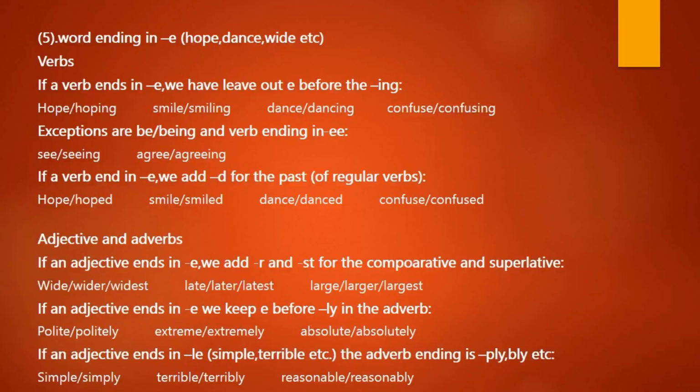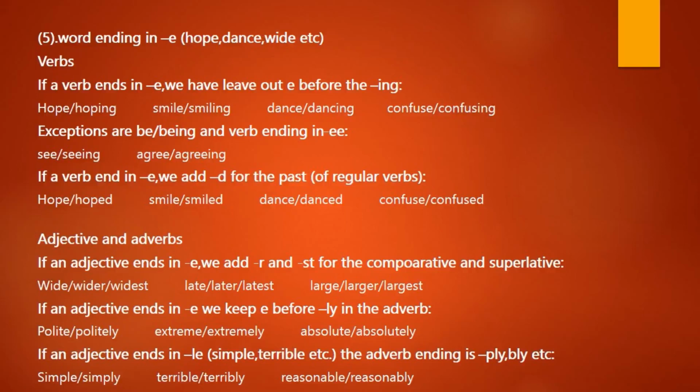Appendix 5: words ending in e, like hope, dance, white, etc. Verbs: if a verb ends in e, we leave out e before the ing. Example: hope, hoping, smile, smiling, dance, dancing, confuse, confusing. Here the exceptions are be, being, and verbs ending in ee. Example: see, seeing, agree, agreeing.